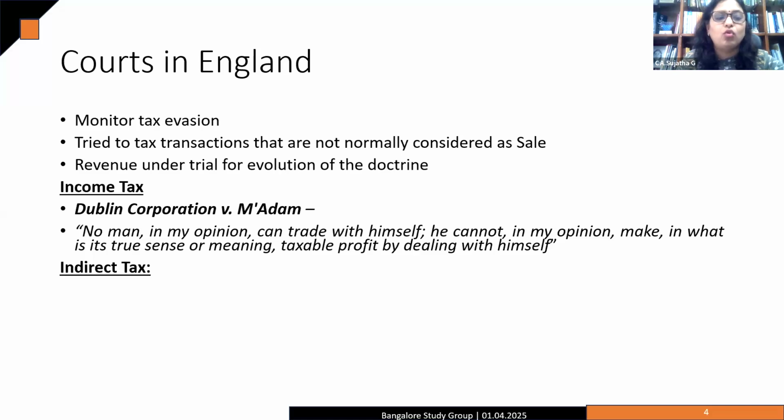So I'm just repeating, in my opinion, no man can trade with himself. He cannot, in my opinion, make a taxable profit in the true sense or meaning by dealing with himself. So it was held that Dublin Corporation, though it has some surplus, cannot make profit from itself, so it should not be subjected to income tax. This was the decision held in the English High Court.